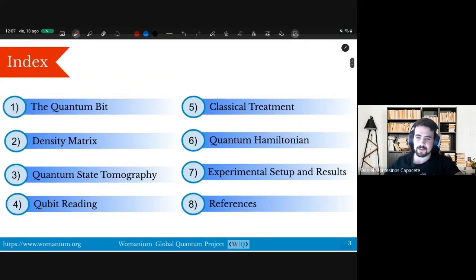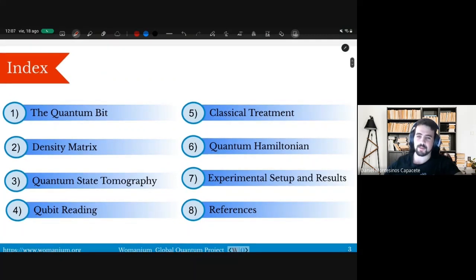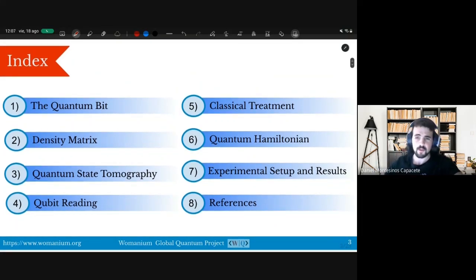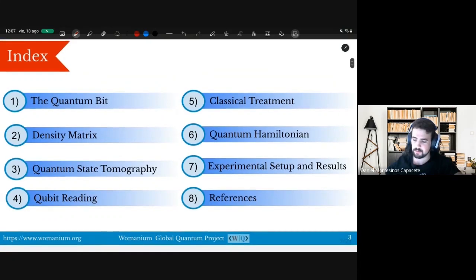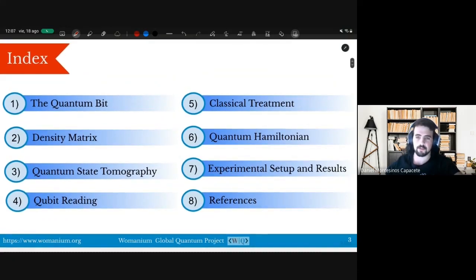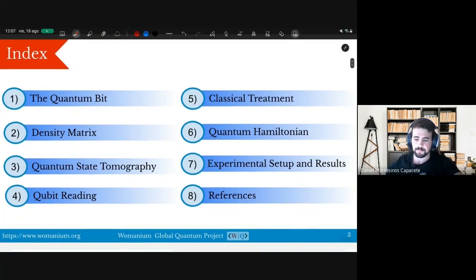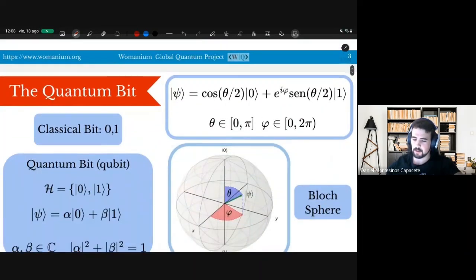And in the end, we will see a little of the experimental setup in order to trap the ion, and also some results, because this whole thing was related to my undergraduate thesis project that I finished a few months ago, and we did get some results. So just to show something about these experimental results. So let's get started.